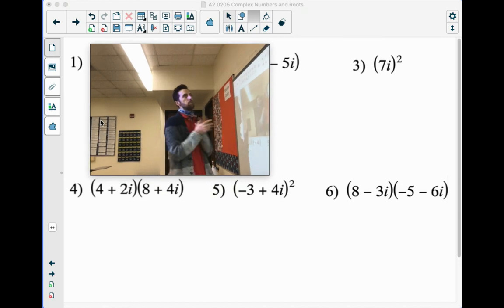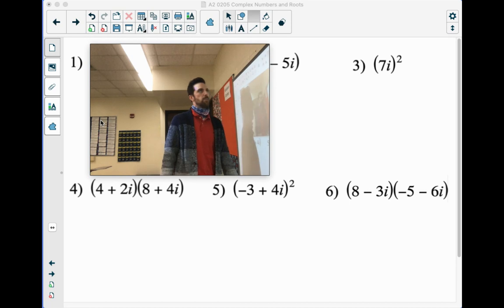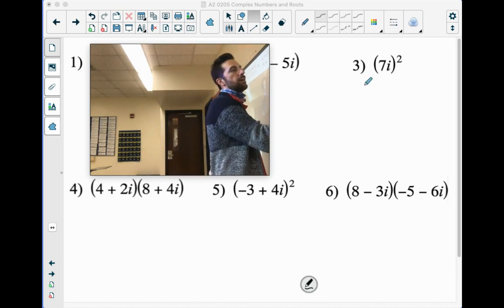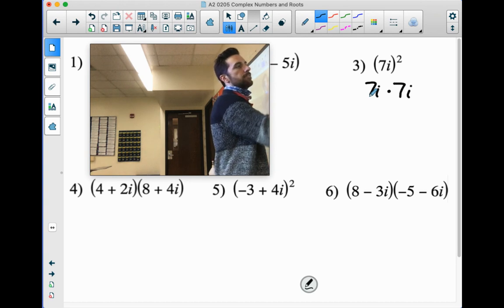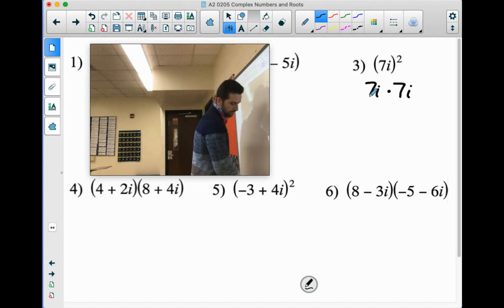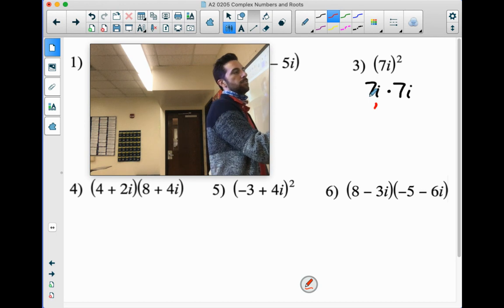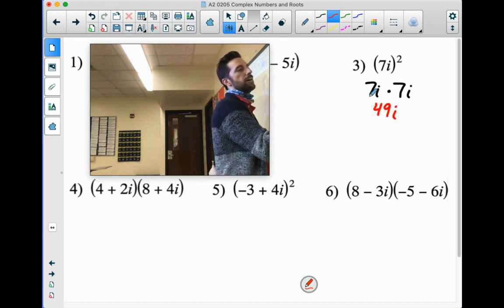Let's go to number 3. 7i squared. 7i to the second power. That means 7i times 7i, right? So when you do 7 times 7, you get 49. When you do i times i, you get i squared.